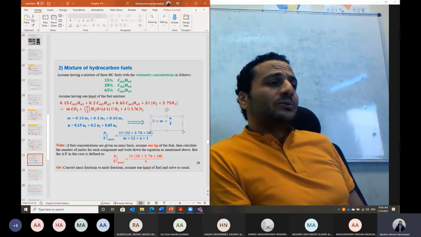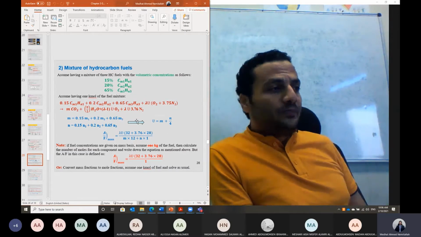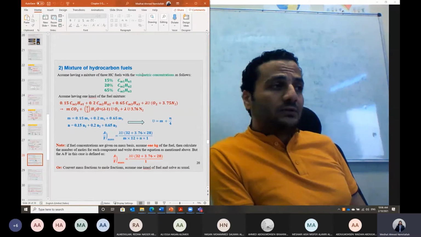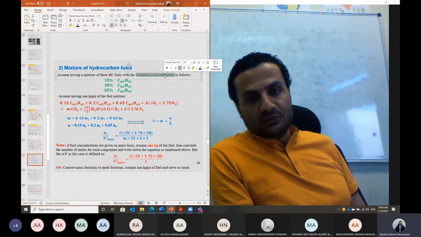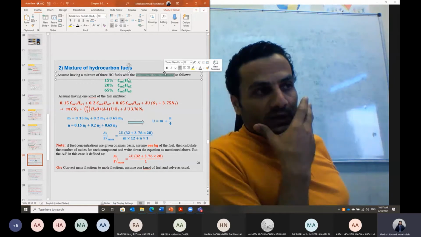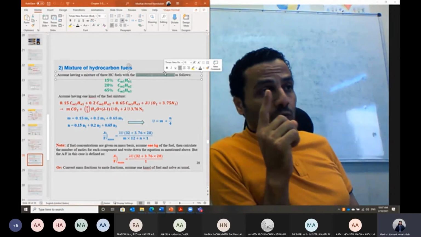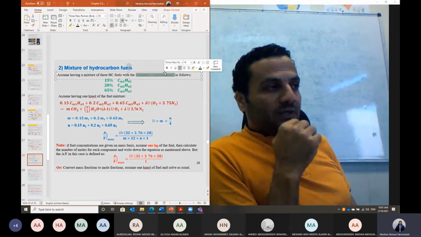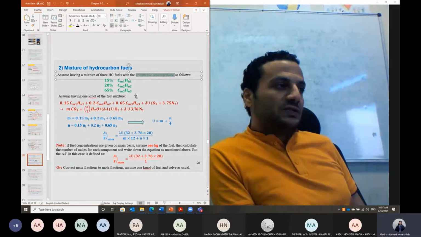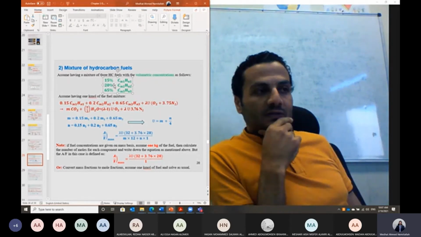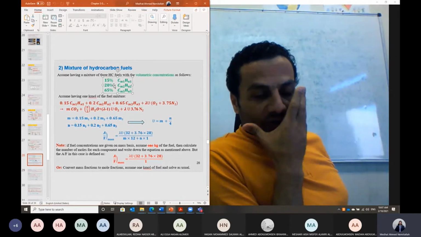This is in case we have a mixture of hydrocarbons and the concentrations are given as volumetric concentrations. Usually when we write down the combustion equation we write it per kilomole. We need the number of moles, we don't need the mass. But if I give you the concentrations of those hydrocarbon fuels by mass, how can we proceed in this case? Do you have an idea?